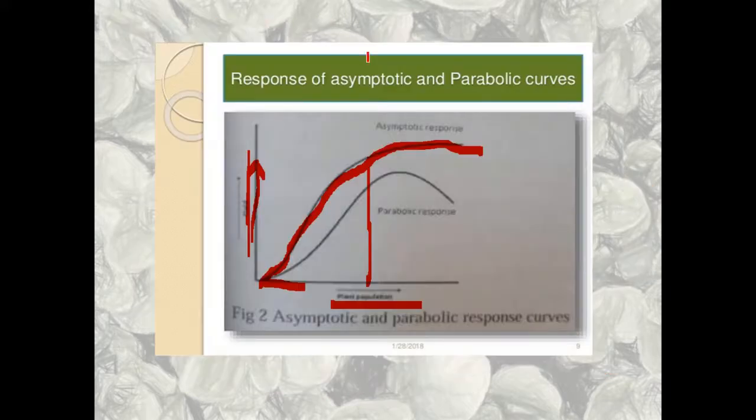In the parabolic response, it is the same as the asymptotic response, but the only difference is that as the plant population increases, the yield also increases. But after a certain point, in the asymptotic response it goes to a plateau. Here it also goes to a plateau, but in this we see that with further increase in plant population, the yield starts to decrease.